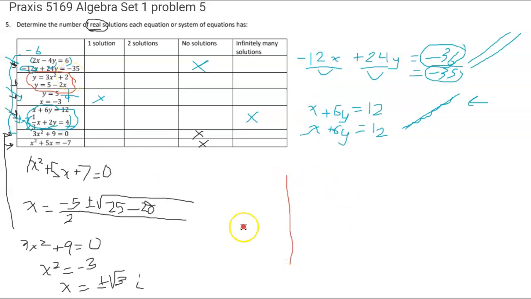I'll try sketching. Let's sketch the line y equals 5 minus 2x. So that has a y-intercept of 5, right? If I put in x equals 0, I get 5. And then minus 2x means that for every 1 that I go over, I go down 2. That means I'll be crossing at 2.5, like that. All right. So there's that line.